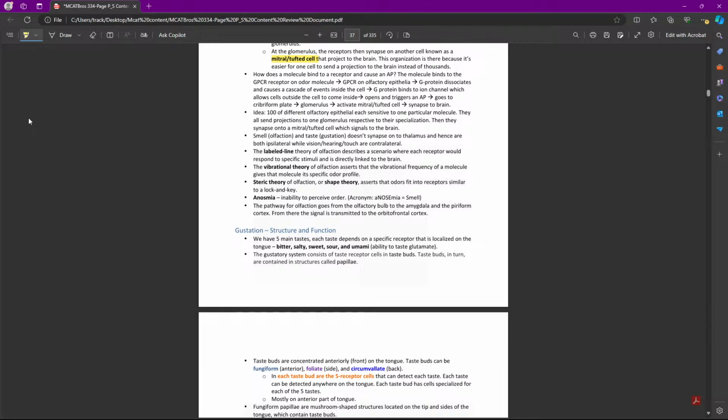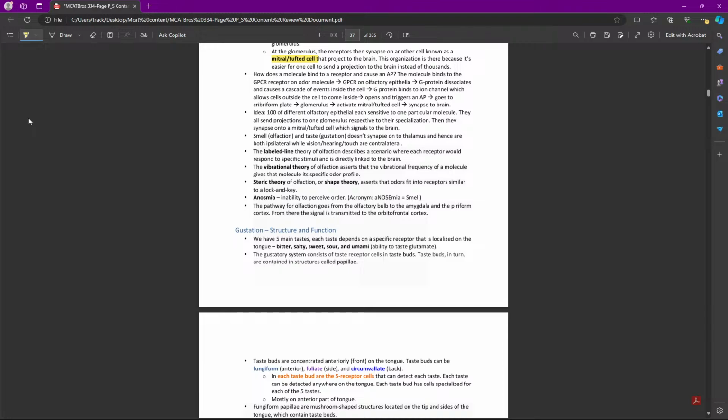So let's look at these theories. The labeled line theory of olfaction describes a scenario where each receptor responds to a specific stimulus and is directly linked to the brain. The vibrational theory of olfaction asserts that the vibrational frequency of a molecule gives that molecule its specific odor profile. The steric theory of olfaction, or the shape theory, asserts that odors fit into receptors like a lock and key, which is iffy in the biochemistry department.